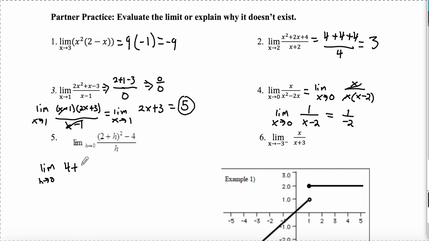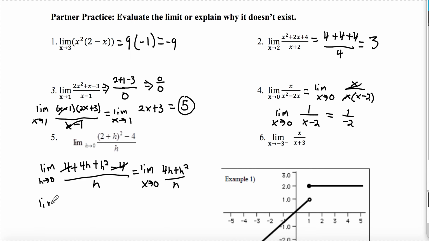We get 4 plus, then I would have 4h plus h squared. That's that expanded there. If you need to, take the time to FOIL it out. Minus 4 over h. Now look what happens. We lose that 4. We lose that 4. And we get the limit as h approaches 0. We started out as 0 over 0, so I got to have some things that will cancel out here. I'm seeing some things clean up. That'll give me 4h plus h squared over h. Wait a minute. I'm starting to see what's going on here.